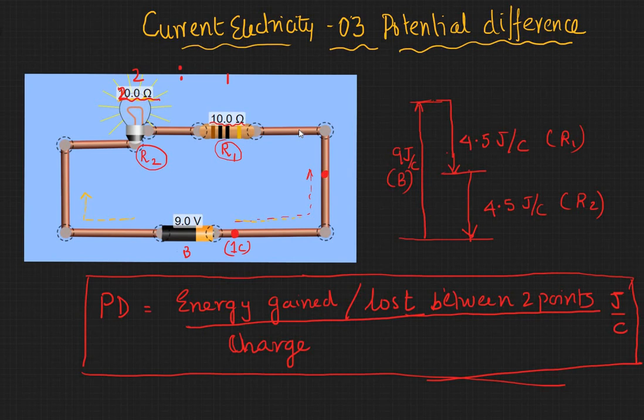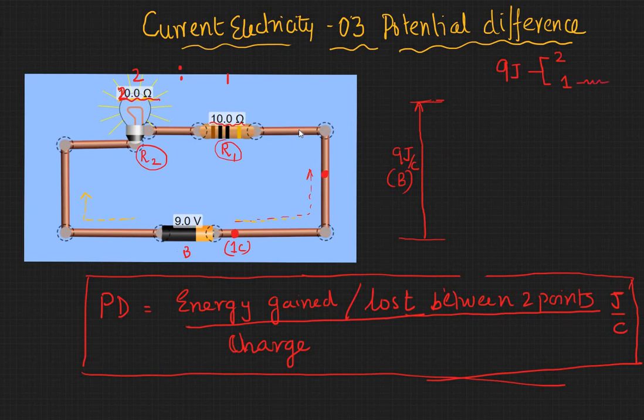So basically you want to divide 9 joules into 2 parts. One part is 2 units and the other part is 1 unit, right? Because R1 is to R2 in the ratio 2:1. So that means that R2 would lose 6 joules, and R1 would lose about 3 joules because it's lesser resistance. So this is about 3 joules and this is about 6 joules.